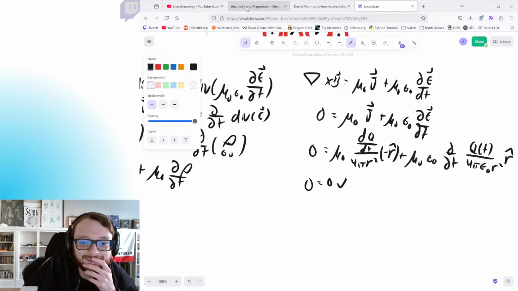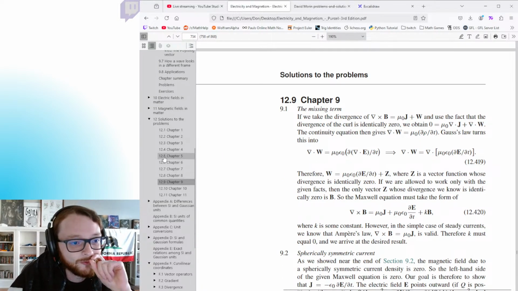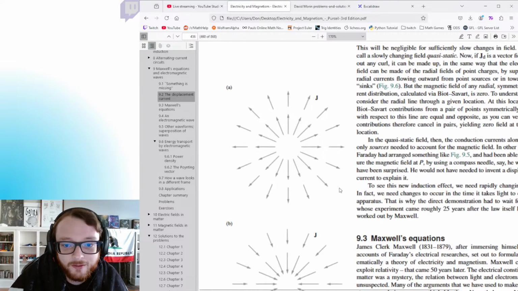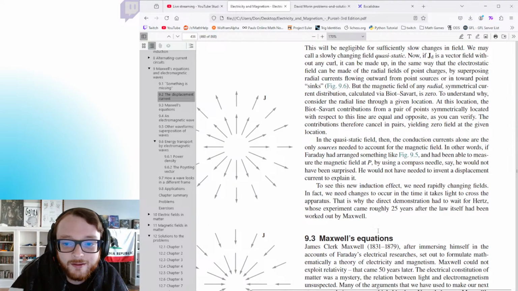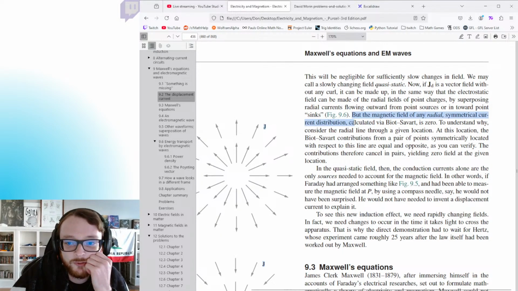So that B was 0. Ah, they said this in section 9.2. I couldn't see how it could not be 0. At the end of 9.2, they apparently said that. Really? Huh. The magnetic field of any radial symmetric current distribution calculated via Biot-Savart is 0. Consider the radial line through a given location. Oh, I'll be damned. There it is. You're right.